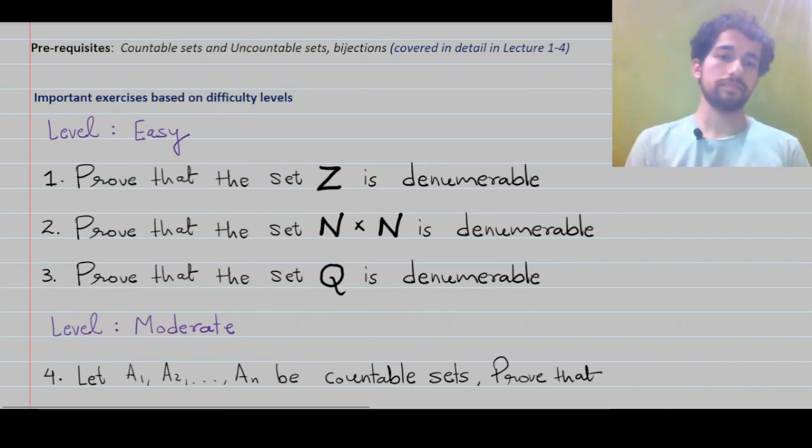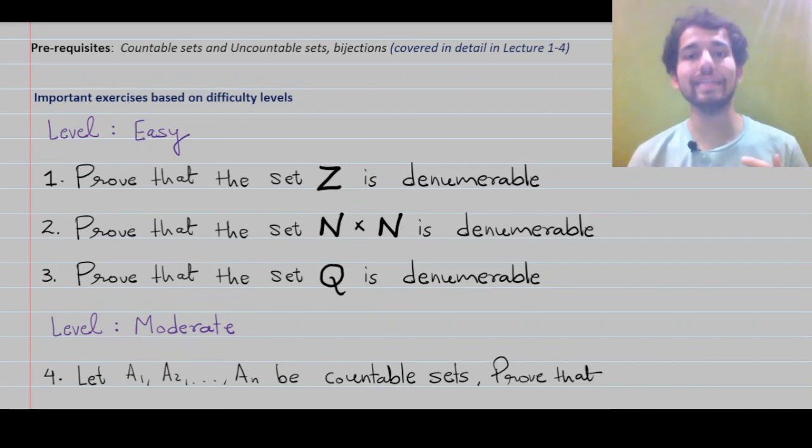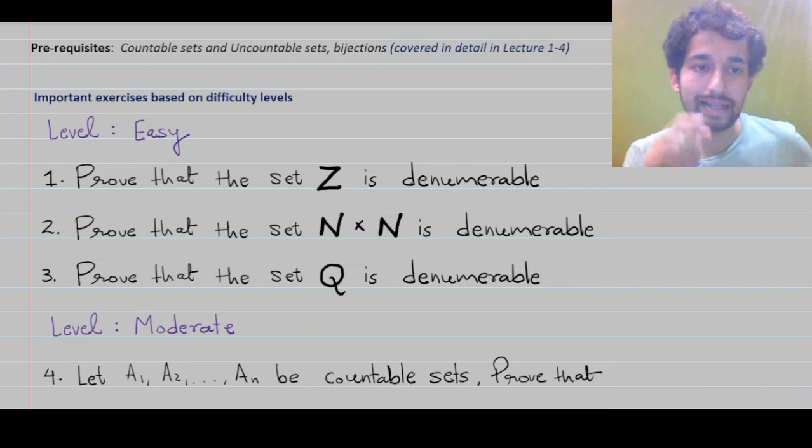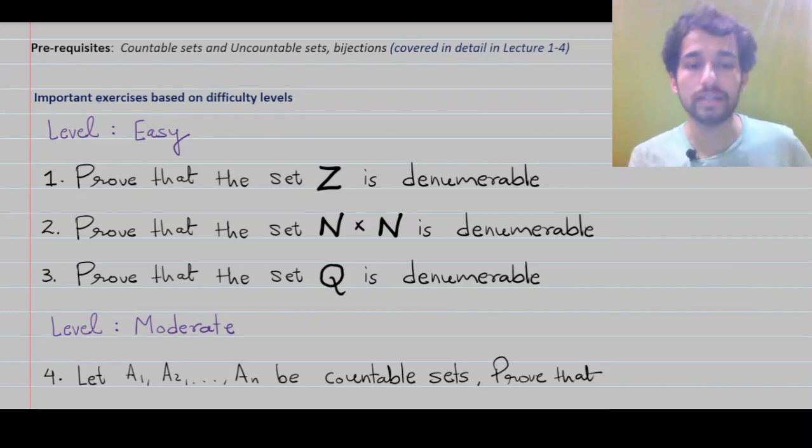Today's lecture is divided broadly into three major categories of exercises, which I'm going to discuss, and give you some important hints in between wherever required. The first level of difficulty is easy, and it's clear that if you know the notion of bijection, that is a one-to-one correspondence from the set N of natural numbers to the corresponding set which you want to prove is countable or uncountable, then such problems come under this category.